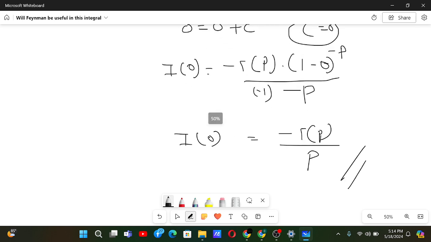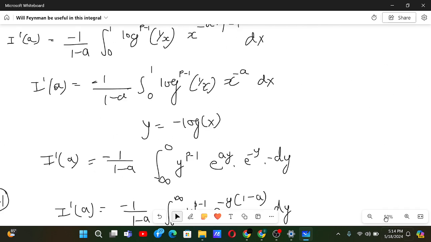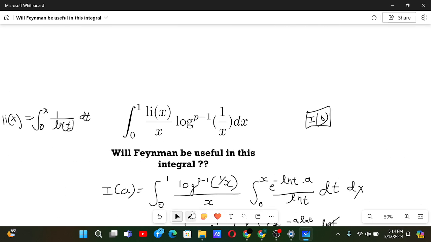The answer is quite beautiful, just minus gamma p by p. We can also write this as minus of p factorial by p squared. Multiply numerator and denominator by p: gamma p times p is just p factorial. So this is a pretty cool answer for this integral, minus gamma p by p.